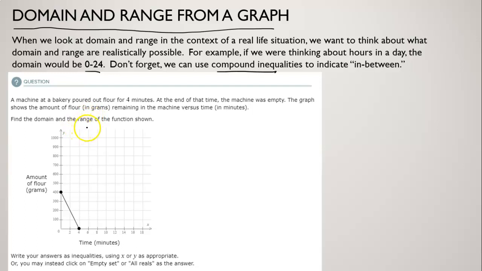The graph shows the amount of flour in grams remaining in the machine in minutes. Find the domain and range of the function shown. So we want to look at our domain, and that's our x value, which is time.